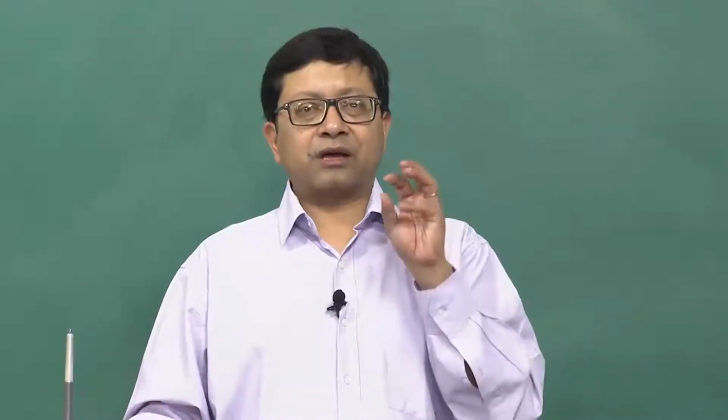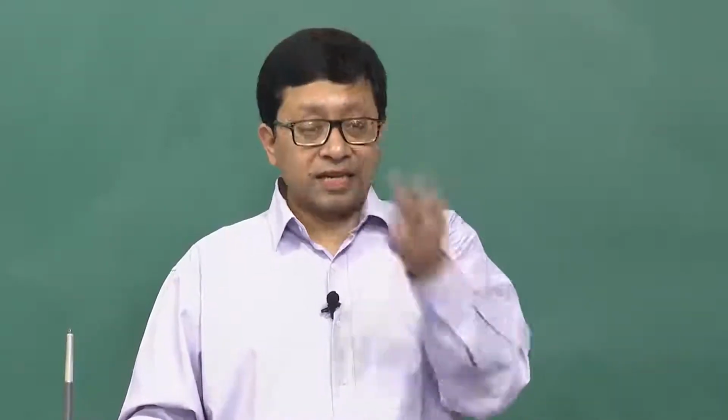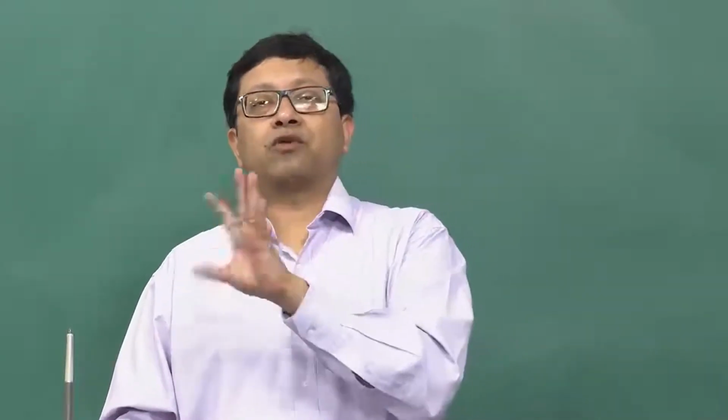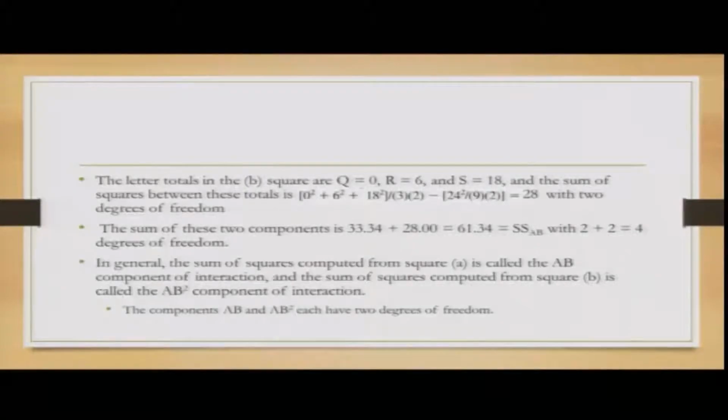Your main answer is to be able to utilize the least set of information to get the maximum set of output. So, the letters obtained in the square. We are considering the square of the grids, where the values of q is equal to 0, r is equal to 6 and s is 18, and the sum of the squares between the totals would be 0 square plus 6 square plus 18 square, divided by the corresponding factors. You will get 28 with 2 degrees of freedom.